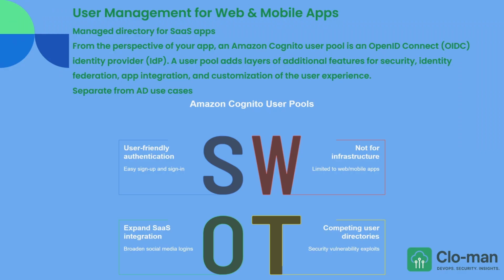Lastly, we have Amazon Cognito User Pools. Even though AWS includes it under Directory Services, it's a bit of an outlier. This is a user directory for web and mobile applications, not for infrastructure. Cognito lets users sign up and sign in using social media logins like Facebook, Google, Amazon, or traditional username and passwords. It's ideal for SaaS applications.